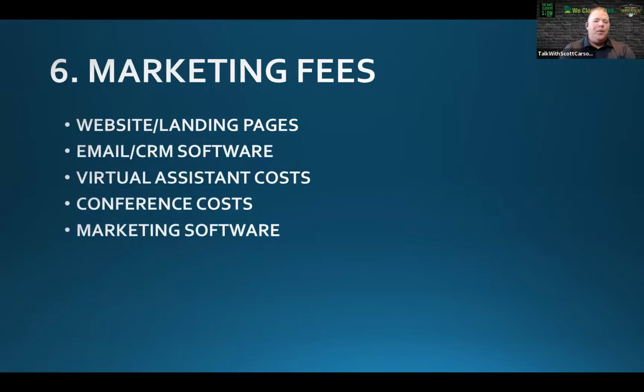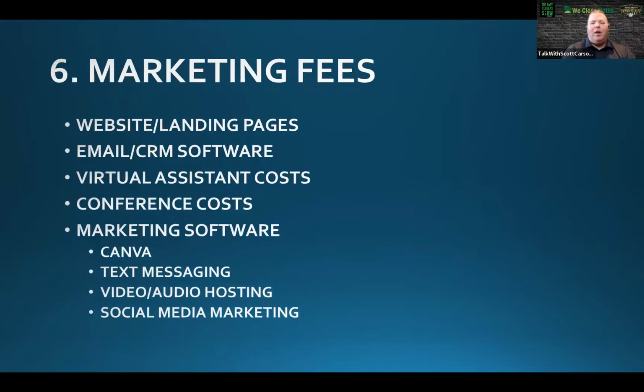Okay. Marketing software. By marketing software, I mean a variety of different things you're going to be paying for on a monthly basis. Like what we do, we use Canva on a monthly basis. We're using a text messaging blast service, EasyTexting, that goes through our CRM, but we also have another service that we use.